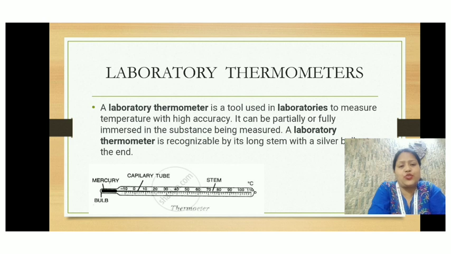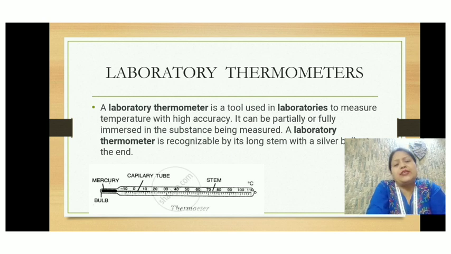That all care has to be taken. A laboratory thermometer is recognizable by its long stem with a silver bulb at the end, and the distinguishing feature is what? It is having a long stem. What is that long stem? The long stem is nothing but the cylinder, that glass tube. You can see the drawing also, it is given nearby.